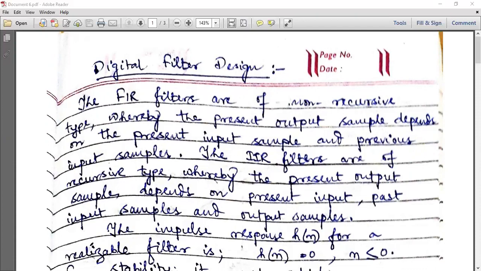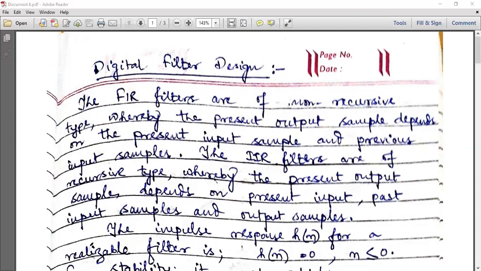The FIR filters are of non-recursive type, whereby the present output sample depends on the present input sample and previous input samples. The IIR filters are of recursive type, where the present output sample depends on present input, past input samples, and output samples. Clear? So now we will be dealing with IIR filters. Clear?